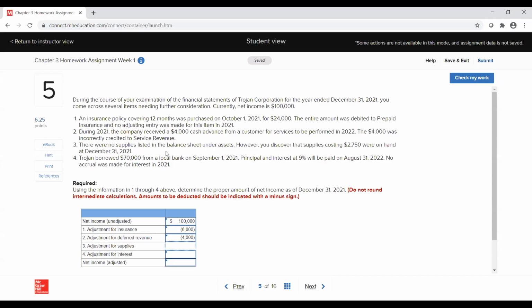But it looks as though the auditors here are going, wow, you have supplies on hand. Wouldn't that mean this $2,750 had been treated as an expense and really should be shown as an asset? Which would basically increase our net income, because this net income up here showed a supplies expense for $2,750 more than it should have. Make sense?